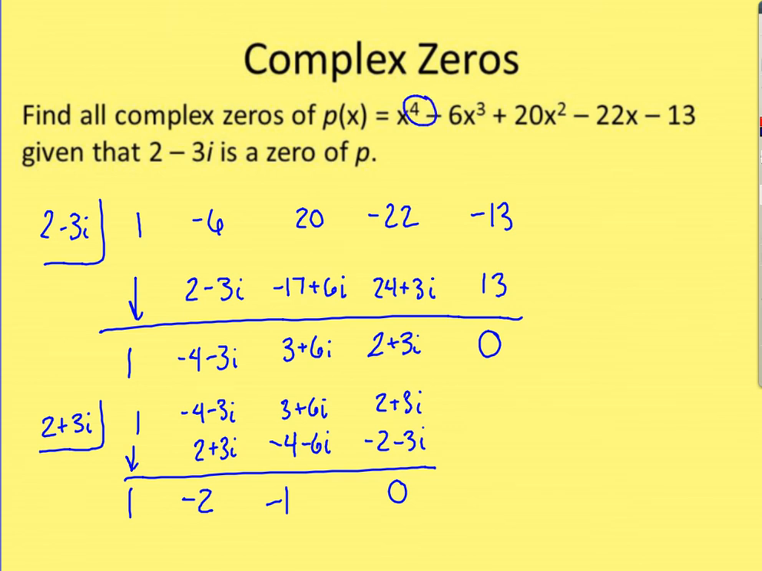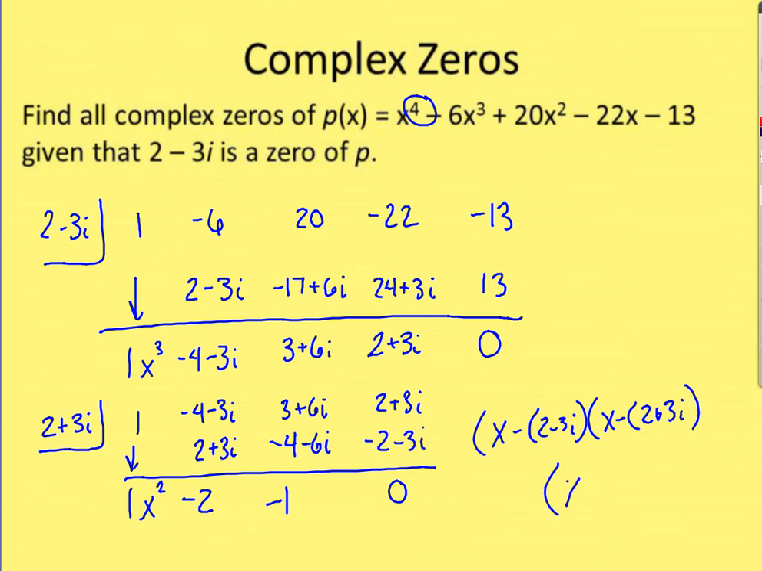So we started out with x to the 4th. After one division, we would be left with x to the 3rd. After a second division, we are left with x squared. So far, we have x minus 2 minus 3i, x minus 2 plus 3i, and now we're adding x squared minus 2x minus 1. Now we want to factor this down even farther so we can find all of the zeros. We cannot factor x squared minus 2x minus 1 and get nice rational numbers.